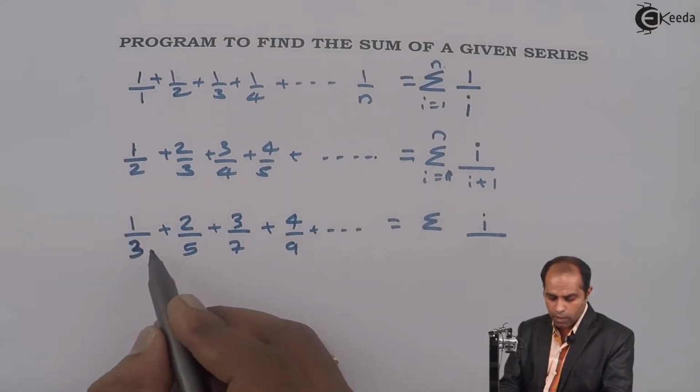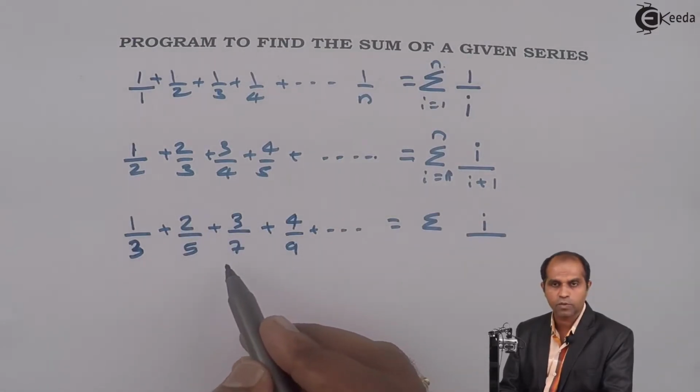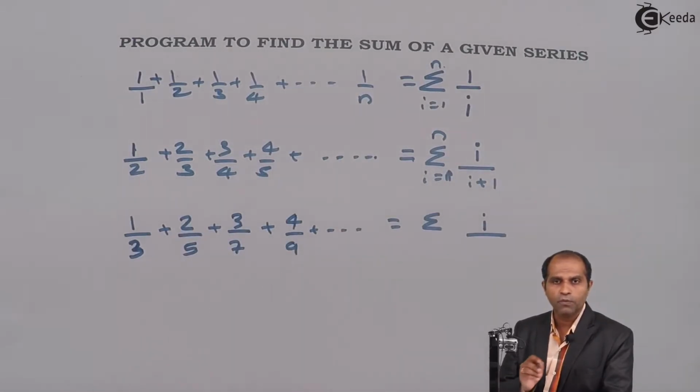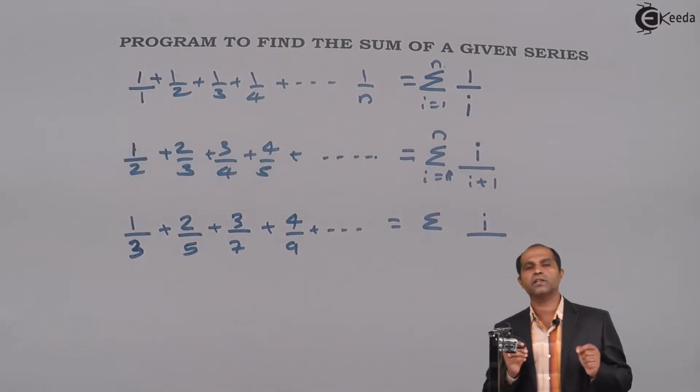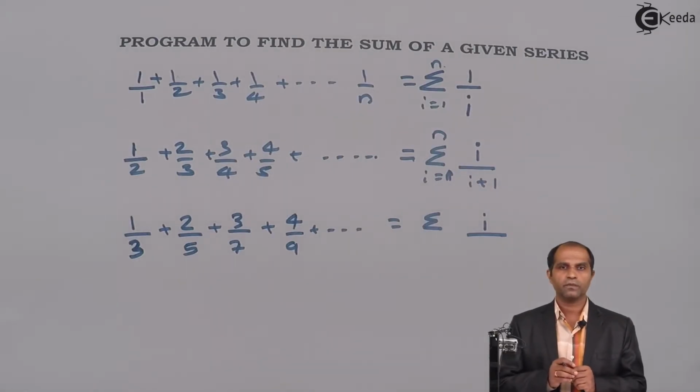Can I express this denominator as a numerator variable? When i is 1, it has to be 2. When i is 2, it has to be 5. When i is 3, it has to be 7, and so on. If you are able to understand it at the first instant, then you can proceed further.